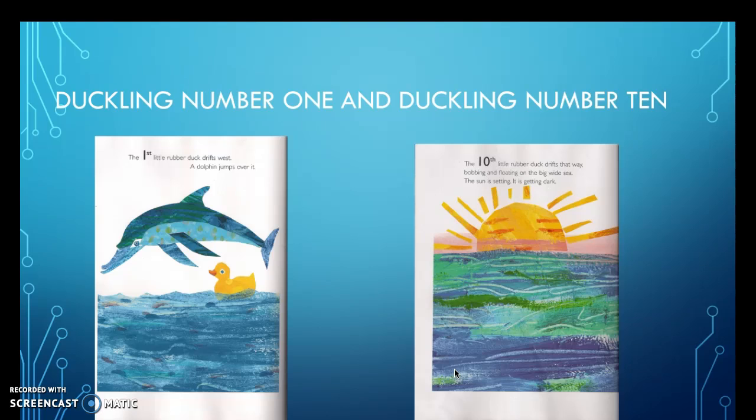From the picture showed in this PowerPoint, you can see duckling number 1, and you can see the dolphin jumping over it. You can see the bright colors for duckling number 1, but by the time the 10th duckling, which represents the failure of the imperial power, the colors are much darker. And in this case, the duckling is not even shown in the picture.